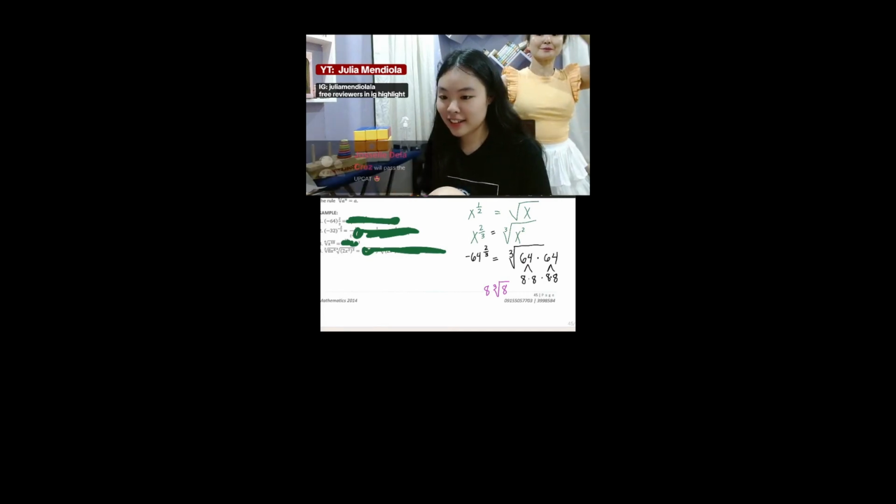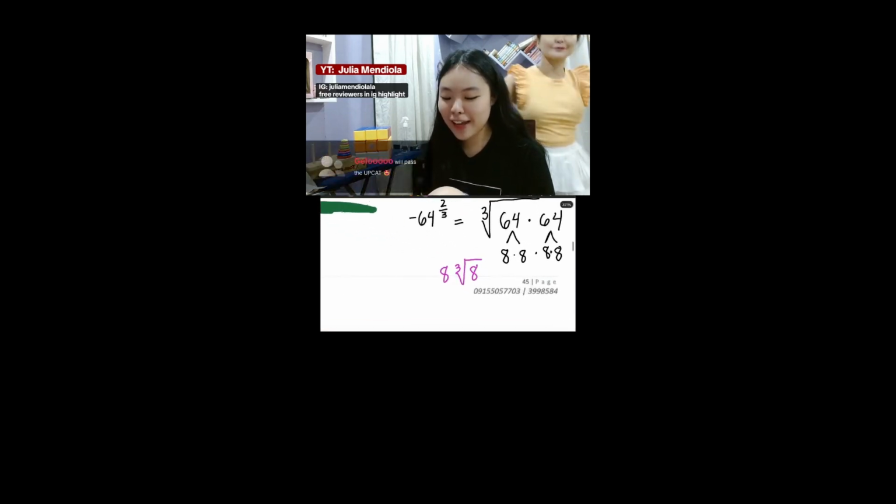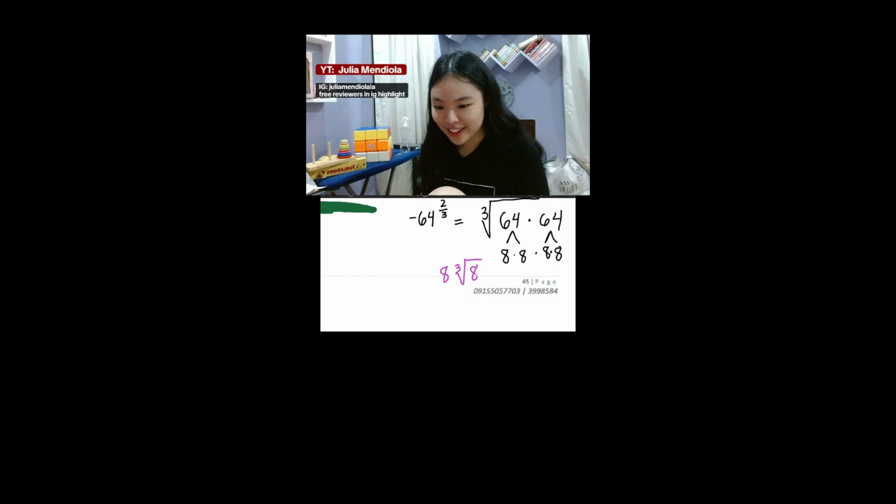They can't see the... 2 times 2 times 2. Oh, you're right. Okay, so 8 cube root of 8. Pero hindi pa tayo tapos dyan. Okay? Yes daw, yes. Okay. We're not done. Kasi 8 cube root of 8, pwede pa siya malabas.